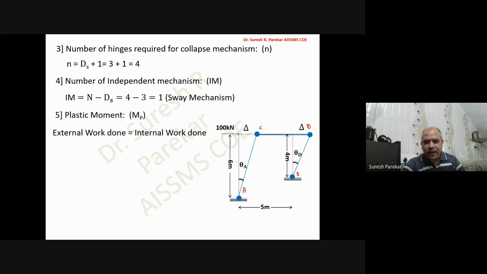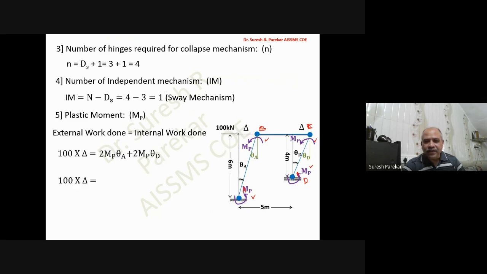Therefore now we have 100 into delta, and this MP we will show at the different hinges. So 100 into delta is equal to 2 MP theta A: 1 MP theta A from here and 1 MP theta A from here. So 2 MP theta A plus 2 MP theta D. Sorry, this is A, this is B, this will be C, and this will be D actually. Then we have MP into theta D1 and MP into theta D2, so we have plus 2 MP theta D.